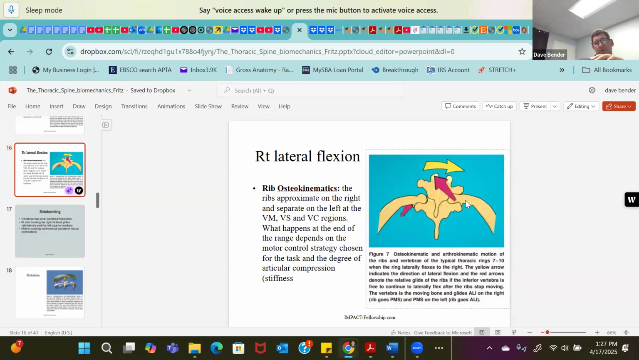Oftentimes when we look at lateral flexion, the rib gets restricted before the facet joint and the segment stops moving. The segment continues going, and it creates a relative roll of that rib in these directions. So on the right, it'd be a superior roll. You see there on the left, it would be an inferior roll. And it's just due to the fact that the rib, because they abut, stops earlier than the thoracic segment.